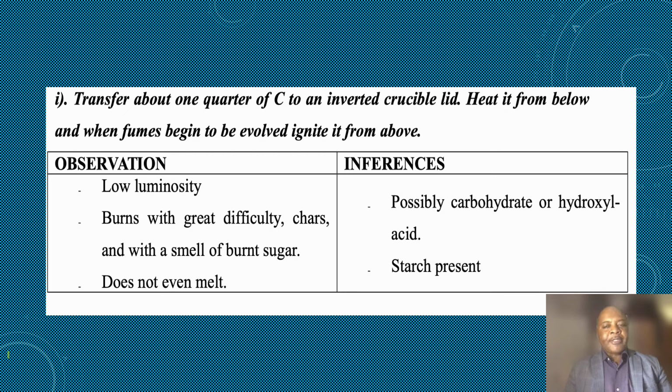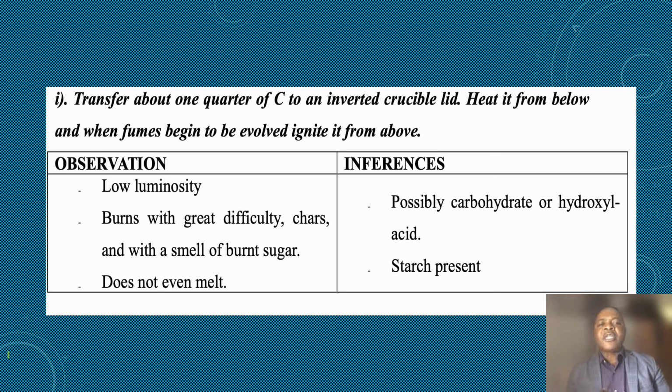Now the I part of it: transfer about 1/4 of C to an inverted crucible lid. Heat it from below, and when fumes begin to be evolved, ignite it from above. I did that.